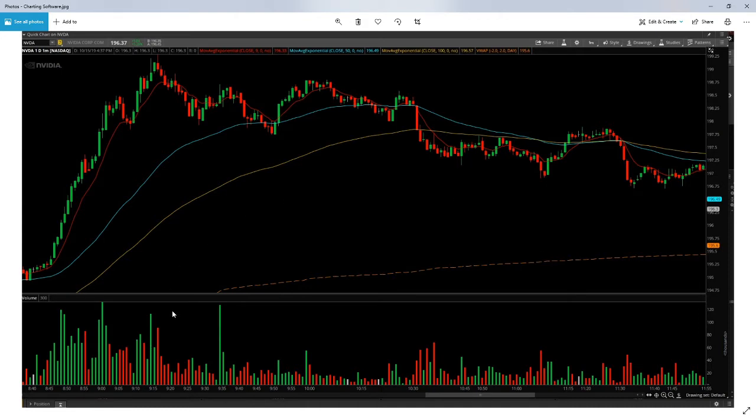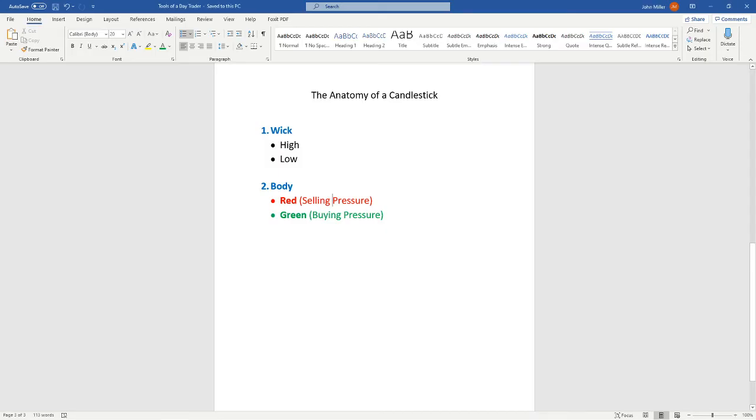We'll get more into how to read a chart later, but just know that there is a correlation between volume and these candlesticks you're looking at. Buying pressure, selling pressure. So that is what the body of a candle represents. And here are your wicks for highs and lows.